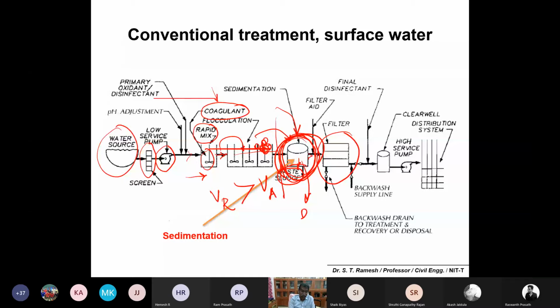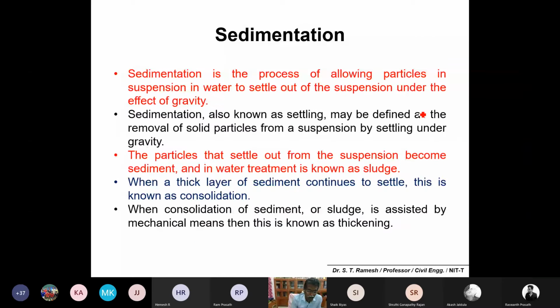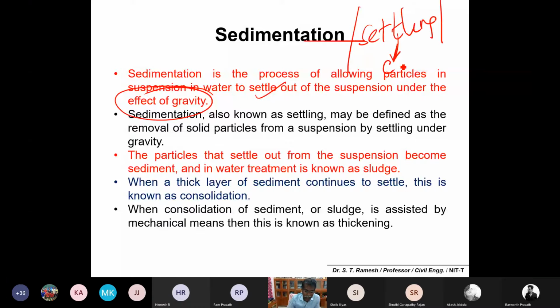Sedimentation is the process of allowing the particles in suspension in water to settle out of the suspension under the effect of gravity. It's very simple. Please remember, sedimentation is otherwise called settling, or otherwise called clarification. Tanks are called sedimentation tanks, settling tanks, clarification tanks or clarifiers. Is it okay?